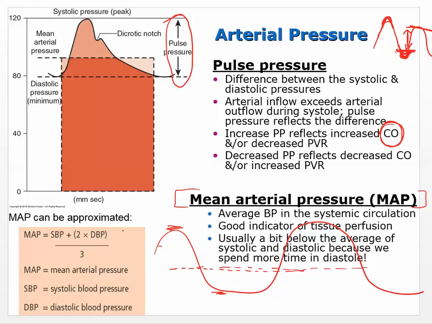So if this is systole, this is diastole, then it's going to actually be sort of down here a little bit more. Now we can calculate that, but we're only approximating it because it really depends on your stroke volume, cardiac output, and that's not just measurable by pressure. You actually have to measure the volume. But since we can measure the pressure, then we can kind of get a pretty good guess as to where we sit on that.